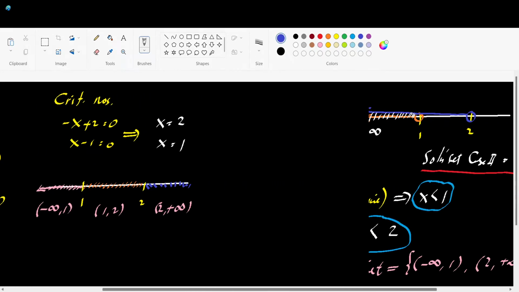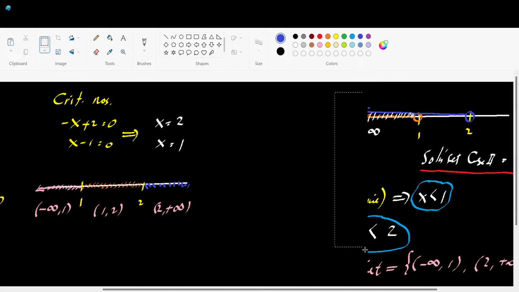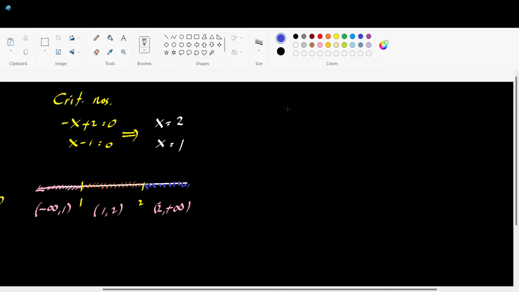Next, we create a table indicating the intervals. So the first column will involve the factors. Then the intervals. What are the intervals? Negative infinity to 1, 1 to 2, and 2 to positive infinity.